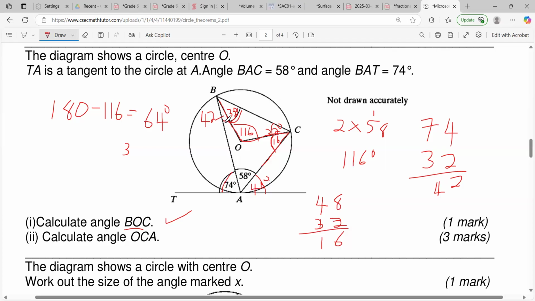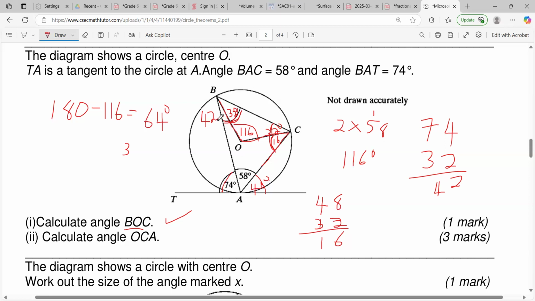Because that angle here plus that angle here and plus the 58 is supposed to give 180 degrees. Angles in a triangle, right? So 42 plus the 32 plus the 32 plus the 16 plus the 58 gives you about the 180 degrees. And also the 116 plus the 32 plus the 32 gives you the 180 as well. All right. That's a very nice one, guys. It makes you have to think.